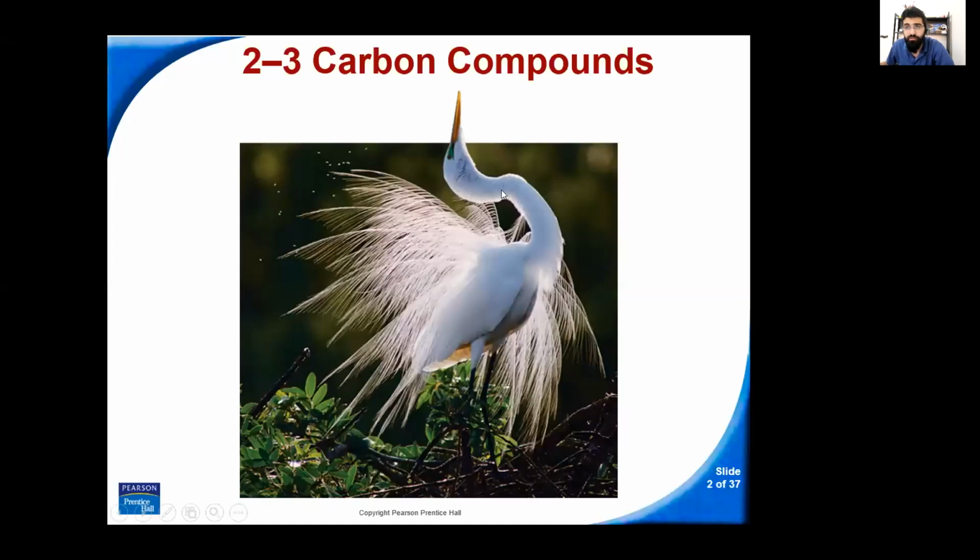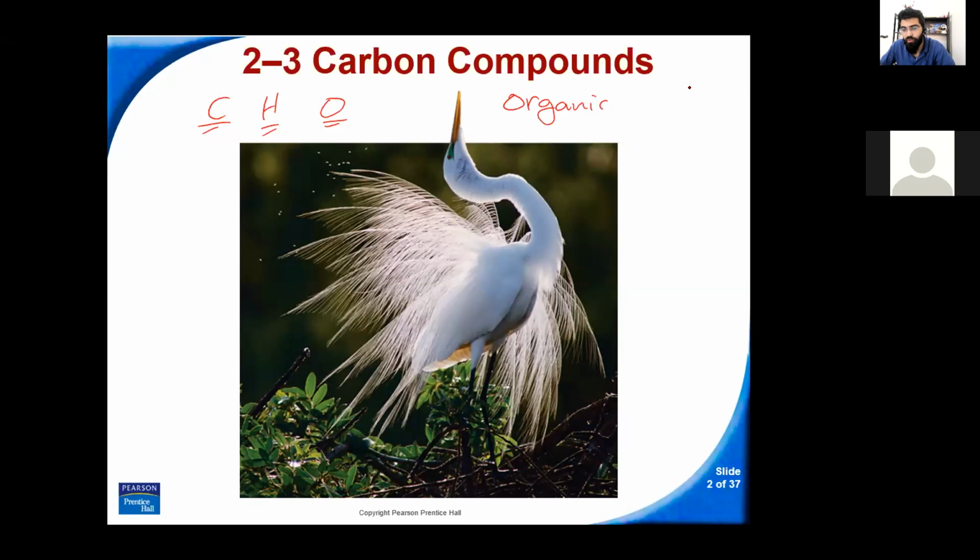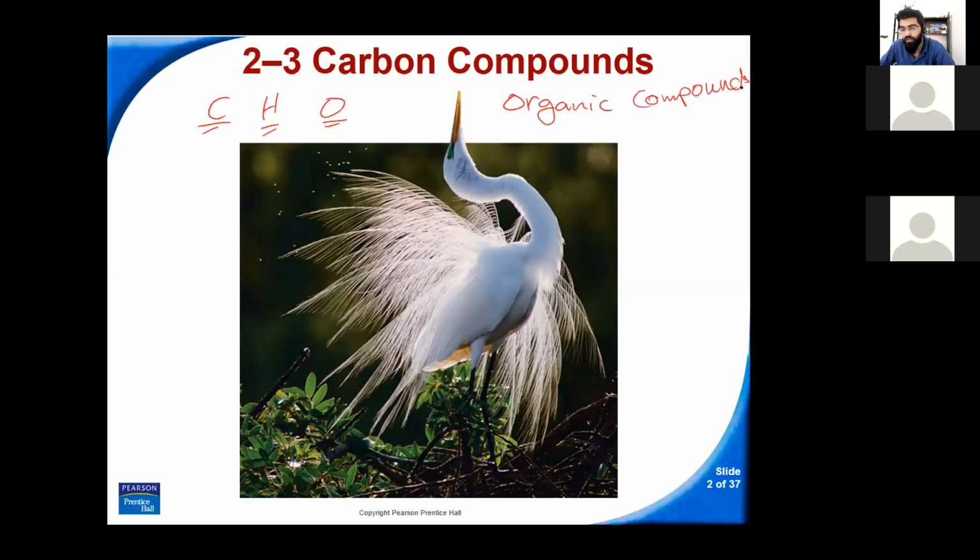The main important atoms for living things are carbon, hydrogen, oxygen. These are the main elements for living things. Why? Because all living cells consist of compounds, the parts of the cells are made of compounds. And these compounds, we call organic compounds. What is an organic compound?